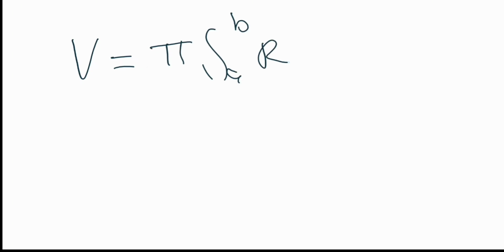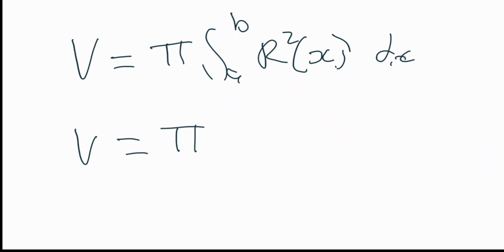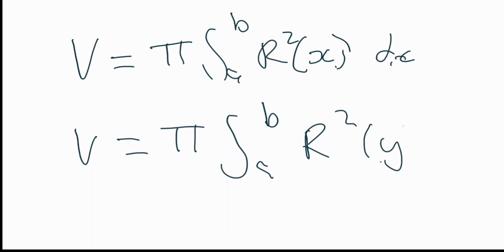So thank you for watching today's video. I hope you enjoyed and learned something new. The main takeaways from that are the two really easy formulas. V equals pi integral of a to b, r of x squared dx, and the other is when rotating around the y-axis, the integral of a to b, r squared of y dy. So those are the main things I want you to remember. It's relatively straightforward, so good luck.